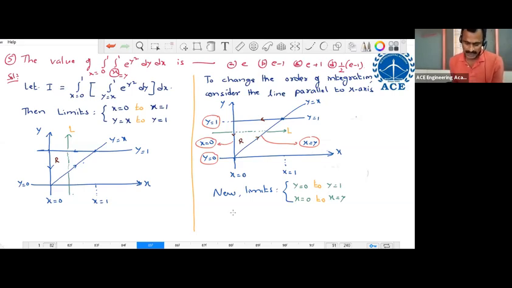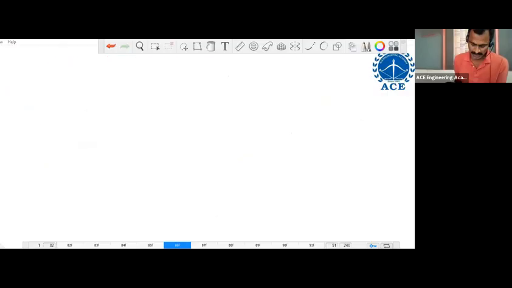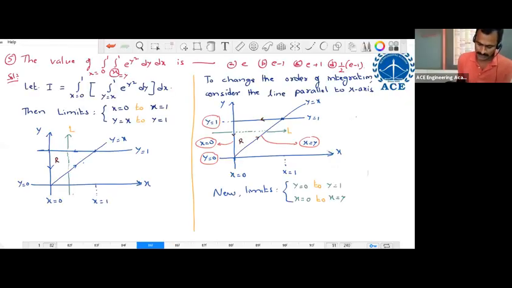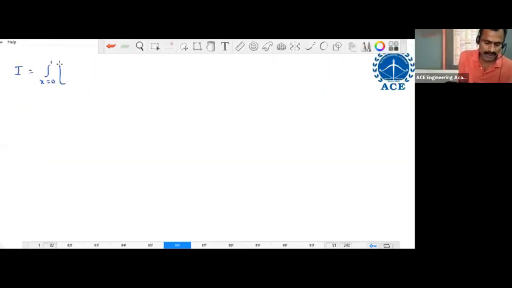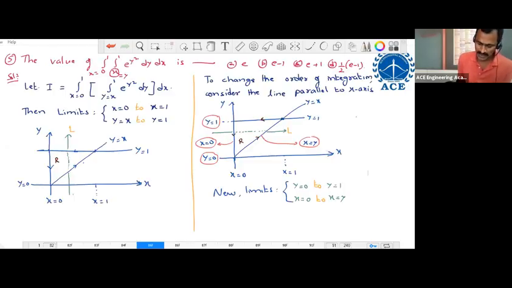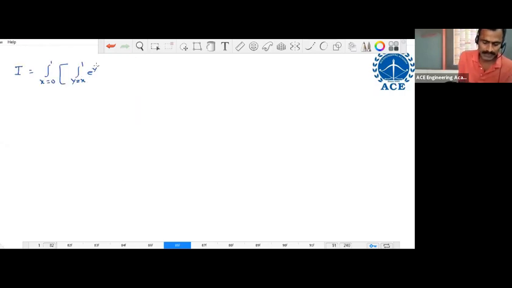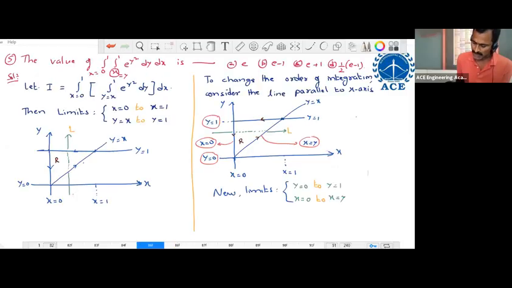Now we consider the given integral on the next page. I equals integral x equals 0 to 1, y equals x to 1, e power y square dy, and then dx. Now this will be changed to the new integral: y equals 0 to 1, x equals 0 to y.